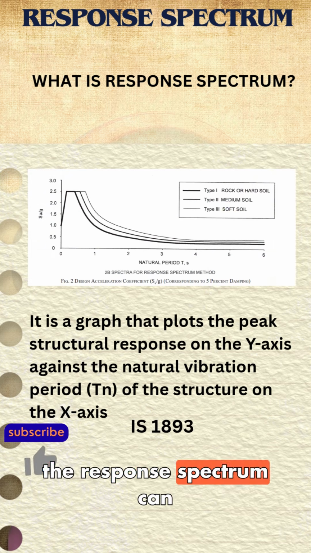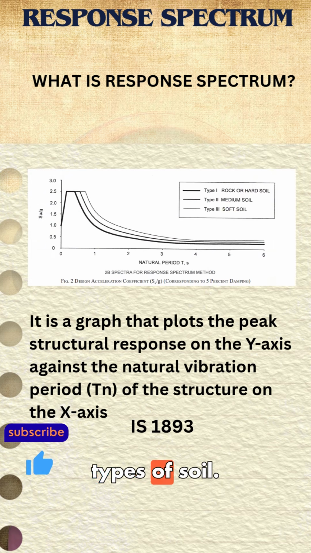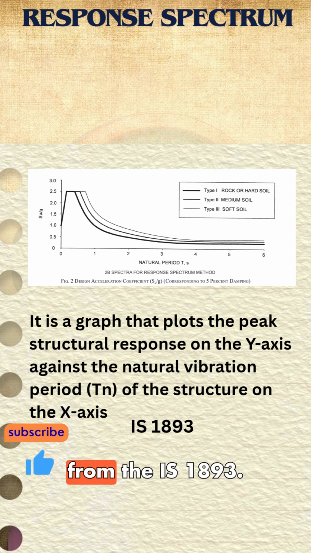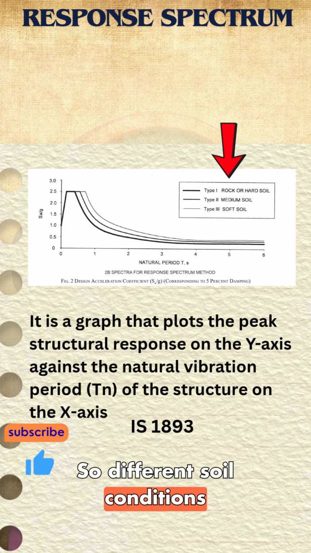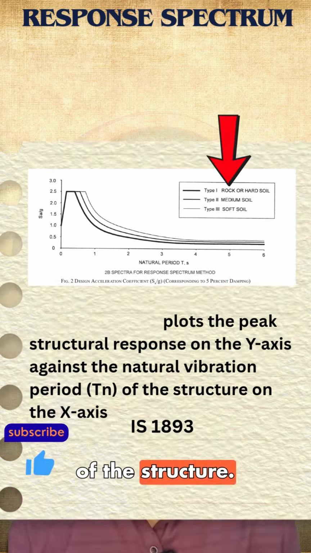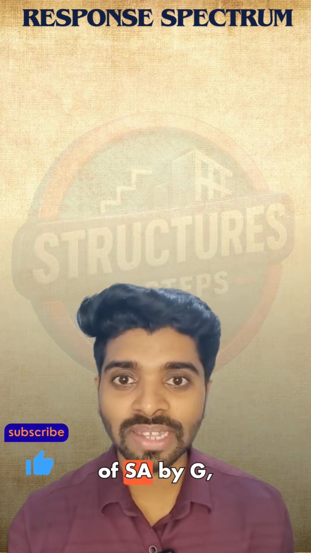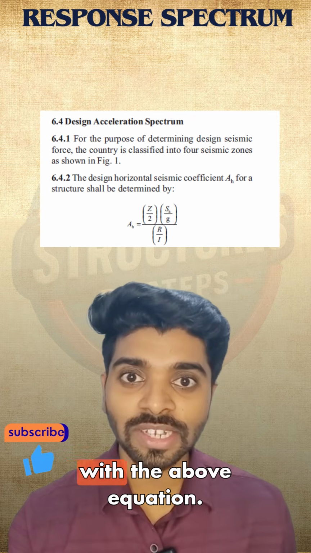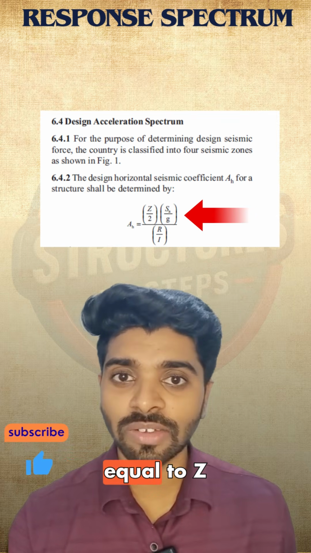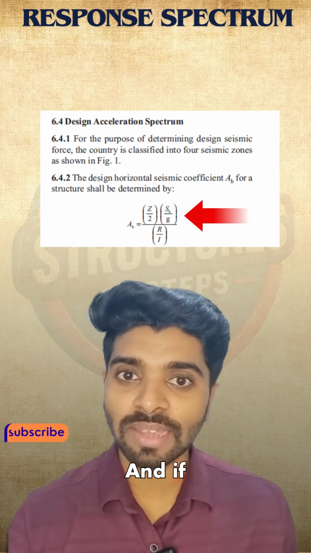And the response spectrum can be different for different types of soil. So depending upon the soil type, here you can see the graph taken from the IS 1893. The different soil conditions have different responses of the structure. And after finding the value of Sa/g, you can find out the horizontal acceleration with the above equation, that is Ah = (Z/2) × (Sa/g) × (I/R).